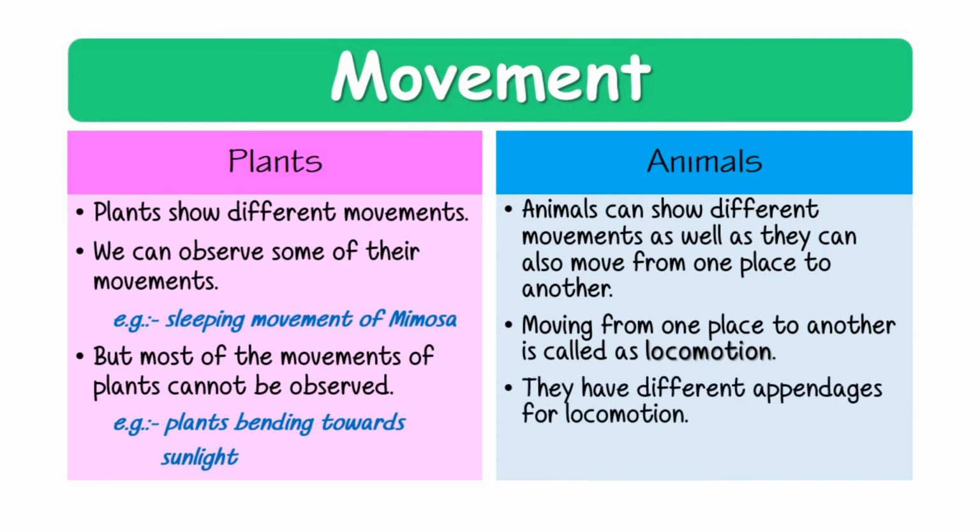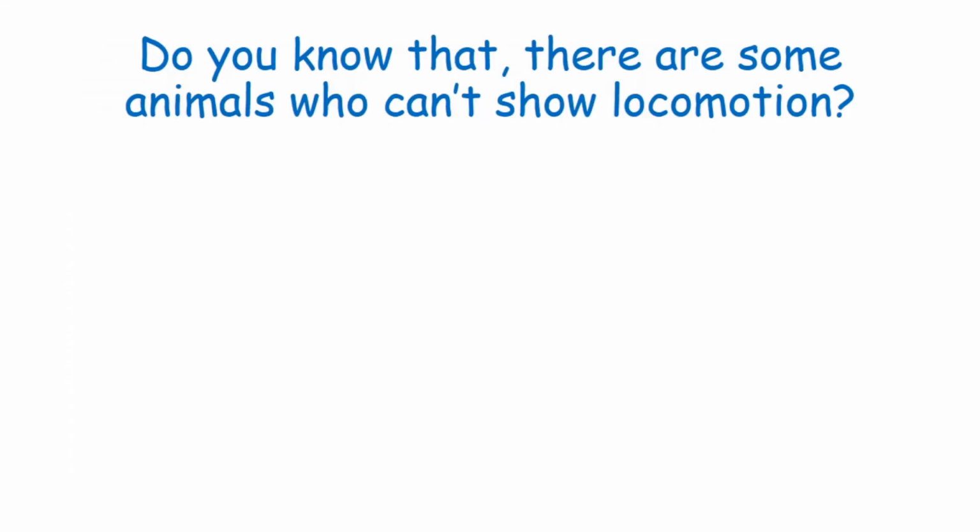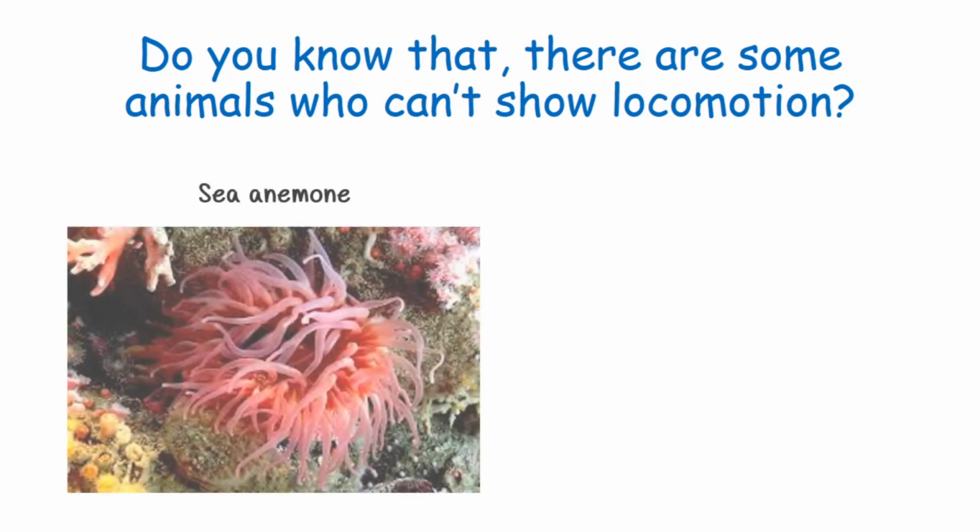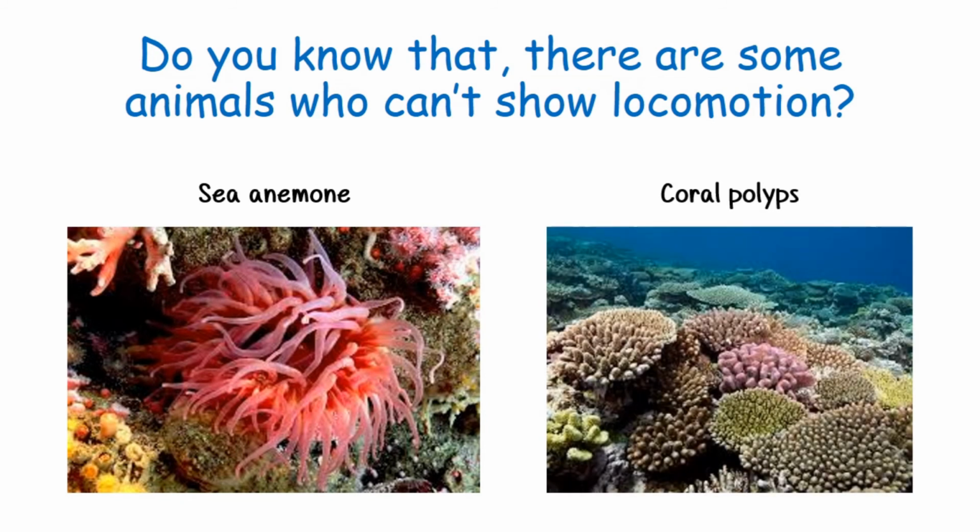Animals have different appendages for locomotion. Examples of locomotion are walk, swim, fly, etc. Do you know that there are some animals who can't show locomotion? Sea anemone and coral polyps are some such animals. They live in the ocean. They can't move from one place to another, but they can show different movements. They live by eating small fish which come near them.